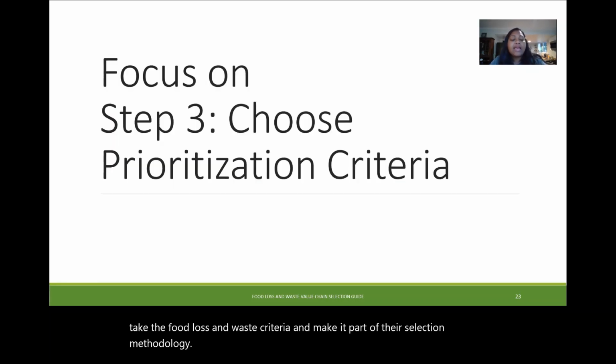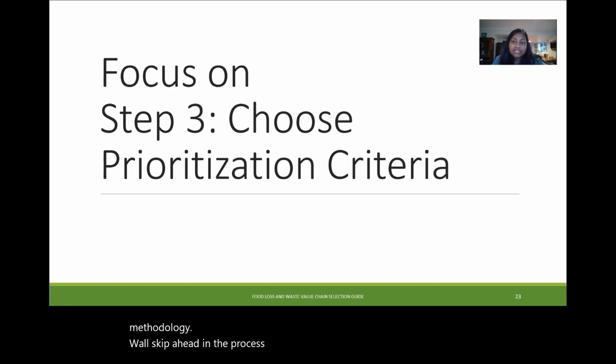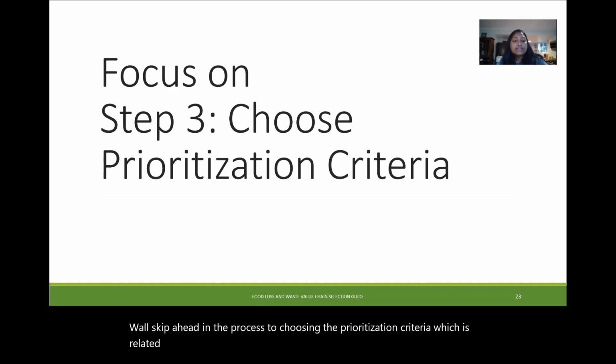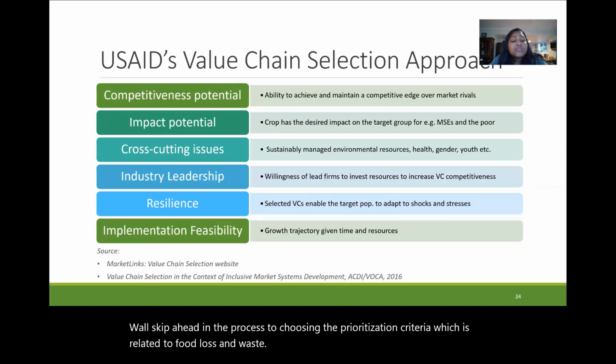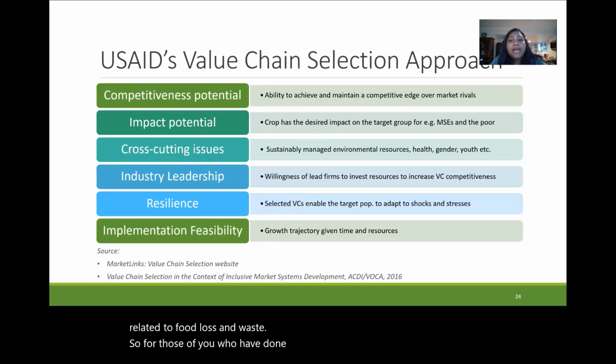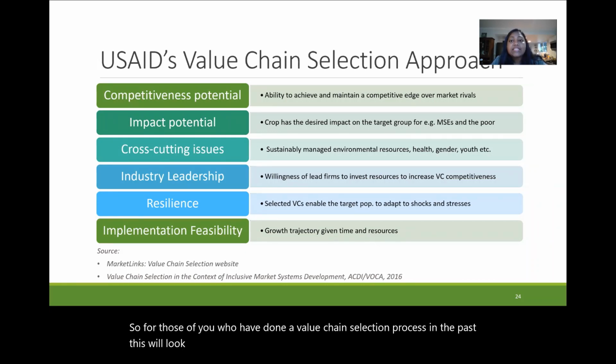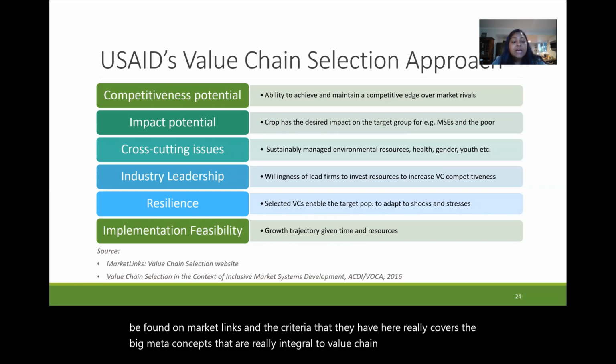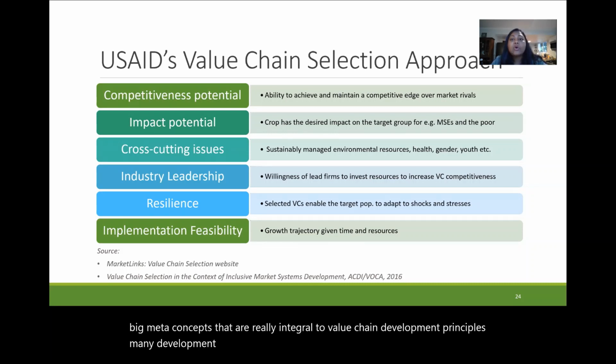We'll skip ahead in the process to choosing the prioritization criteria, which is related to food loss and waste. So for those of you who have done a value chain selection process in the past, this will look very familiar. This is USAID's value chain selection process, and it can be found on Market Links. The criteria that they have here really covers the big meta concepts that are really integral to value chain development principles. Many development organizations will have their own selection methodology, which will largely be based on these criteria here, as well as their organization's mandates.